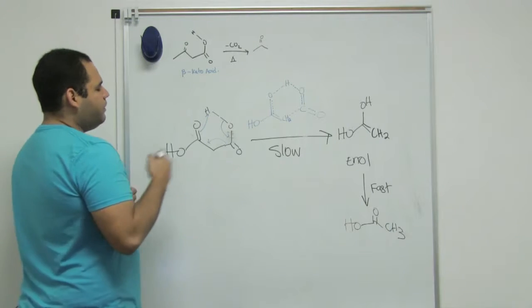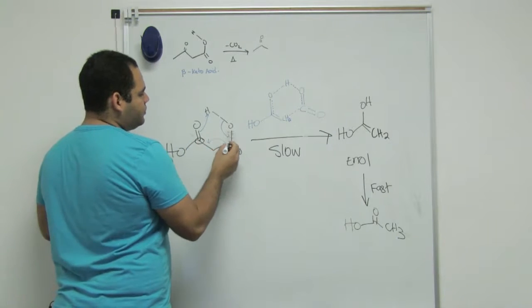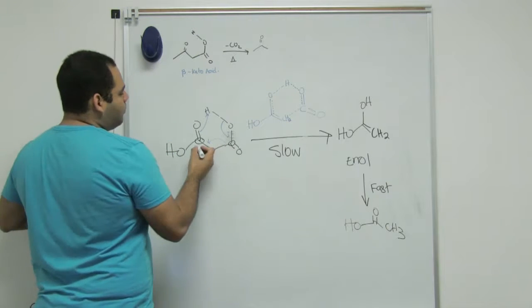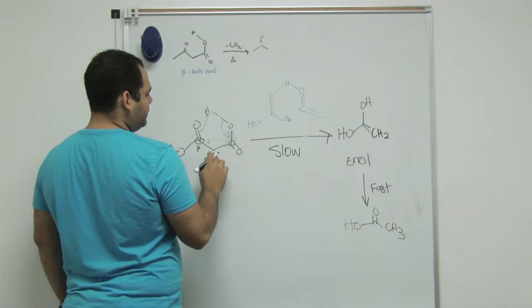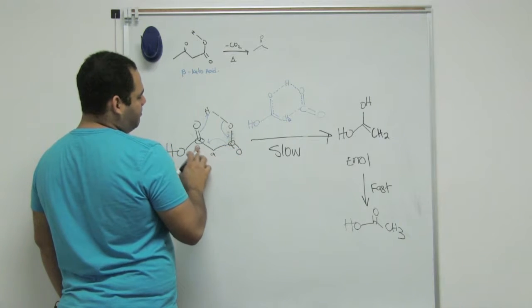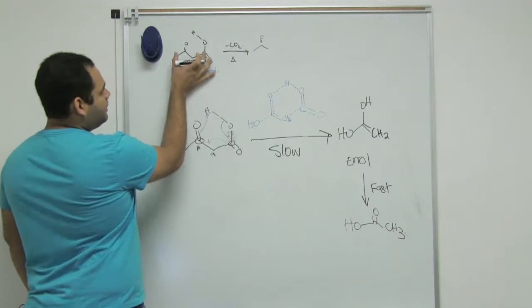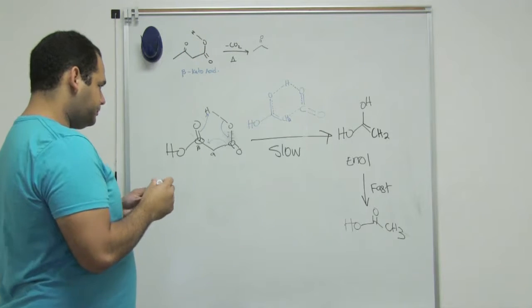First of all, we need to have 2 carbonyl groups, one in the beta position compared to the other. So this is the alpha. If I'm looking from here, alpha, beta position. So they need to be in the beta position from each other.